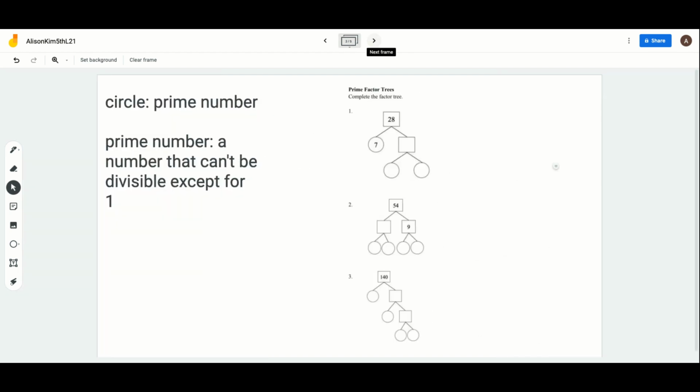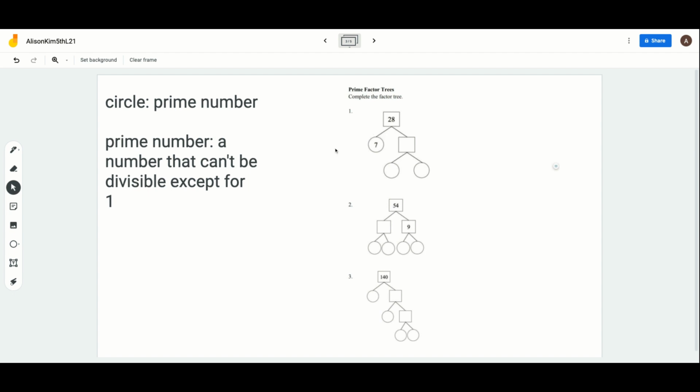Now we're going to do prime factor trees. Let's do number 1 together. Number 1 gives us 28, and it also gives us the 7. In this case, the circle is going to represent a prime number, and a prime number is a number that can't be divided by anything except 1 and itself. In this case, 7 is in the circle, and we know that only 7 times 1 equals 7, so that's why the 7 goes into the circle.